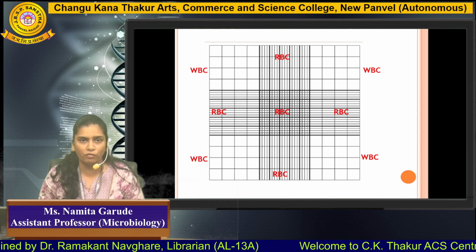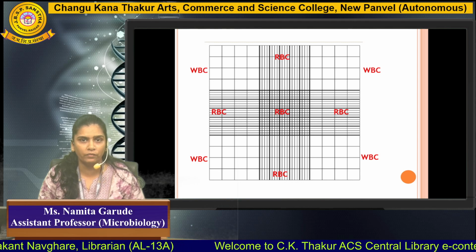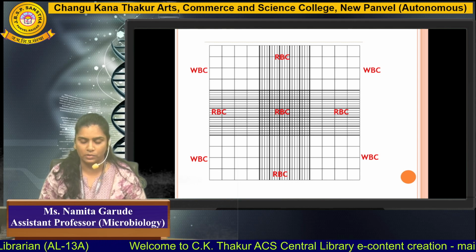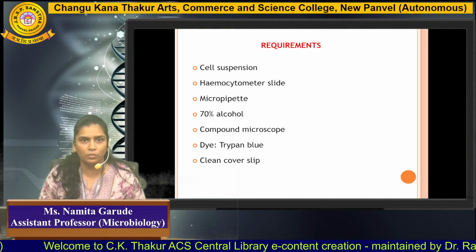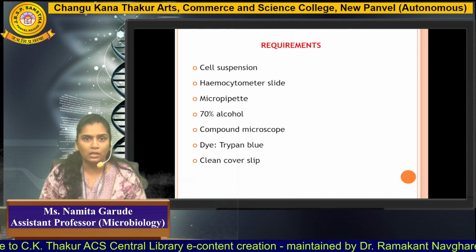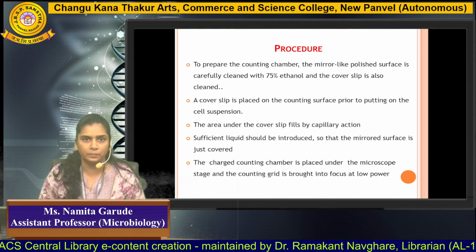This is the structure of one side chamber of the haemocytometer. It contains 4 different WBC chambers and 5 RBC chambers. The requirements are cell suspension, haemocytometer slide, micropipette, 70% alcohol, compound microscope, dye (trypan blue), and a clean cover slip.